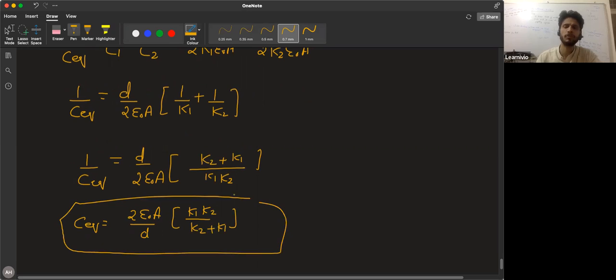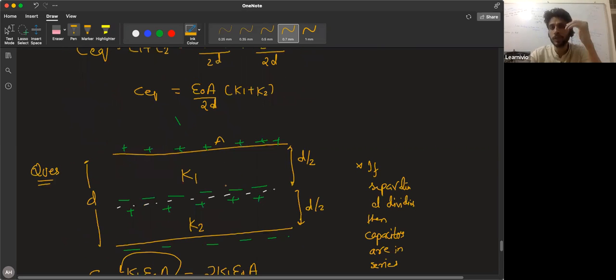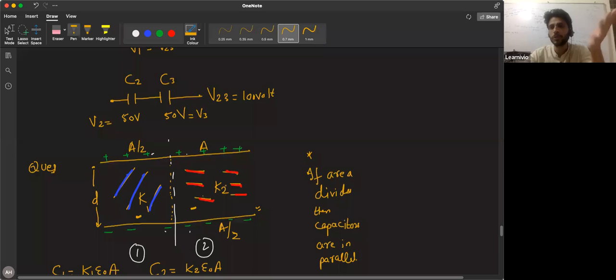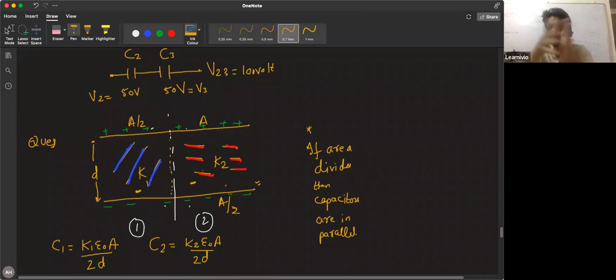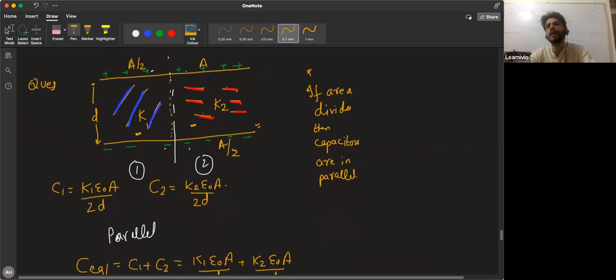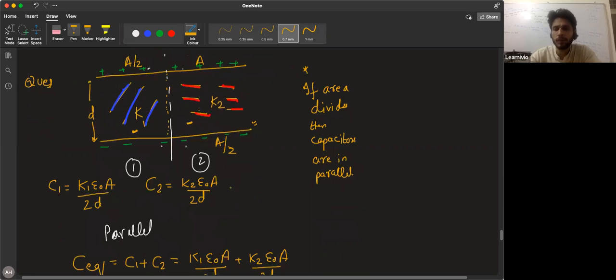So this is how we calculate C equivalent of the system. These are the two types of questions which involve plates. If area divides due to the dielectrics, that means capacitors are connected in parallel. But if separation divides, that means capacitors are in series. Note it down and tell me if you have any doubt.